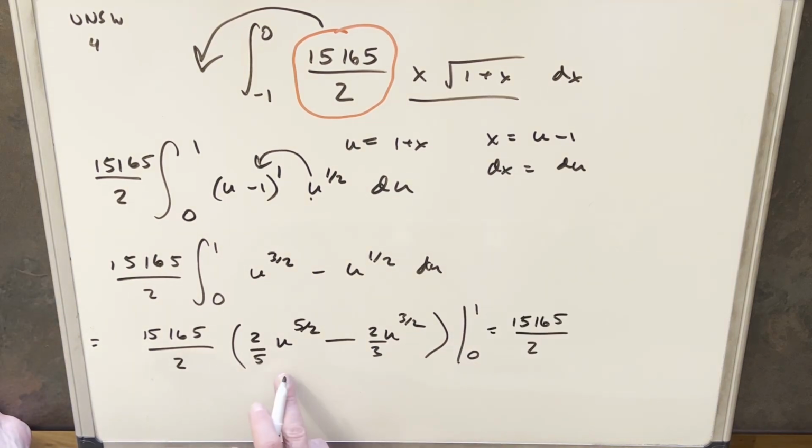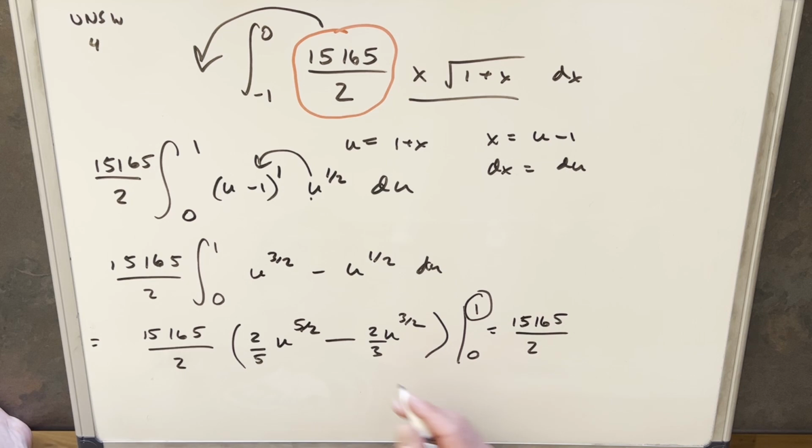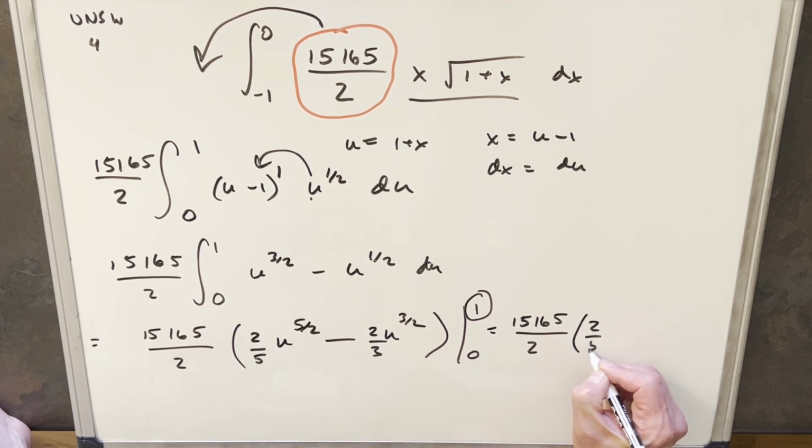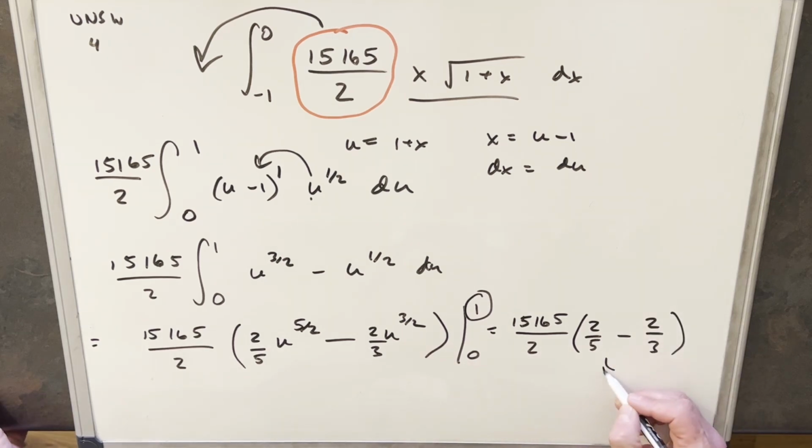Now notice when we plug 0 in here, we're going to have 0 minus 0. It's all going to be 0. So we just need to worry about the 1. If we plug a 1 in here, for the first term, we're just going to have 2/5. And then for this term, we're just going to have 2/3. Let's get a common denominator here of 15. So I'm going to write this as 6 over 15. And what's this going to be? 10 over 15. Subtracting that, this is going to be minus 4 over 15.